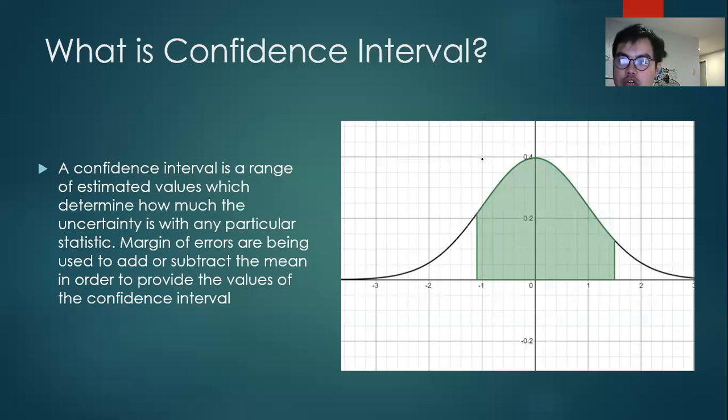So this region represents the confidence interval. This is the lower confidence value and this is the upper confidence value.